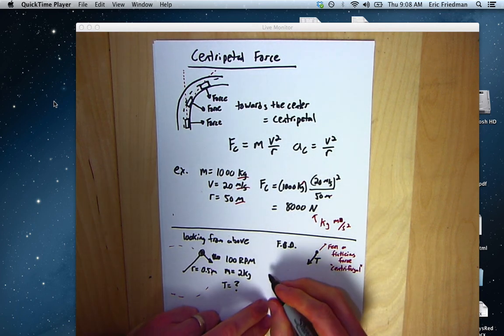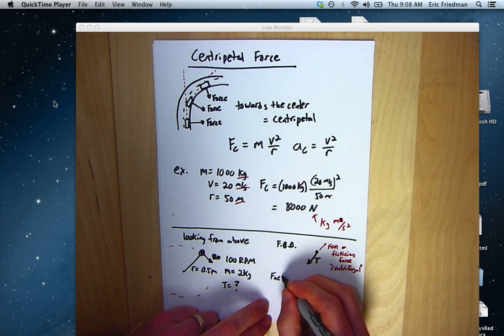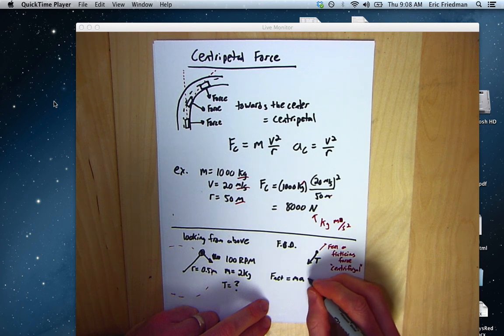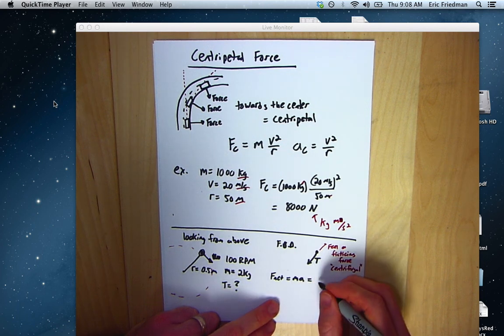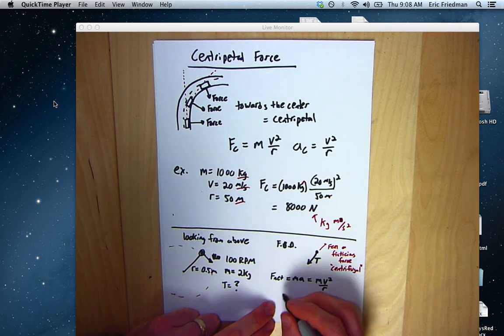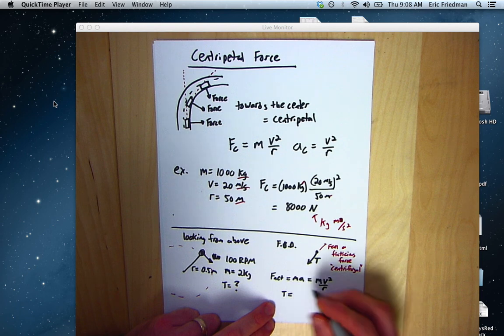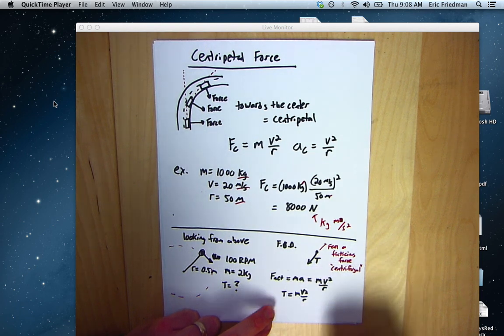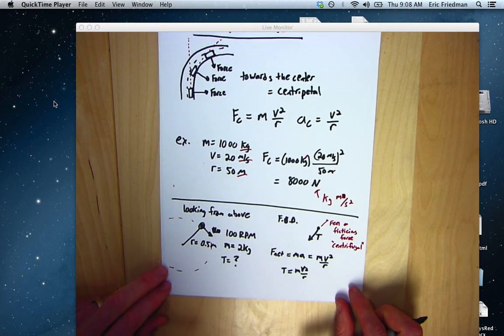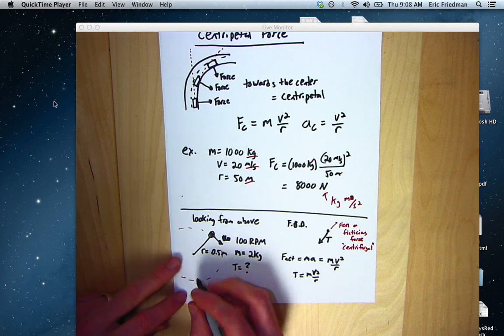So if I want to write a net force equation, F net equals ma, I know that this acceleration is v squared over r. So I can write this as mv squared over r. And then this just turns into tension equals mv squared over r. Now part of the trick is, how can I figure out what my v is? Let's do that over here.